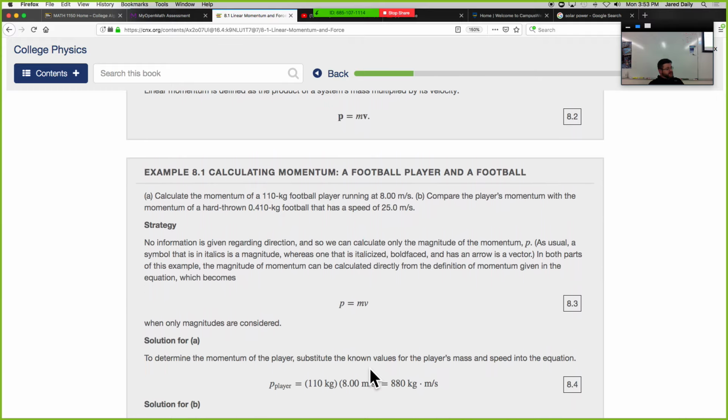So let's do some very simple examples of momentums. We have a 110 kilogram football player. So now we're just going to calculate the instantaneous momentum of this football player. He's running at 8 meters per second, 110 kilograms. And then the momentum of a 0.410 kilogram football that has a speed of 25 meters per second.